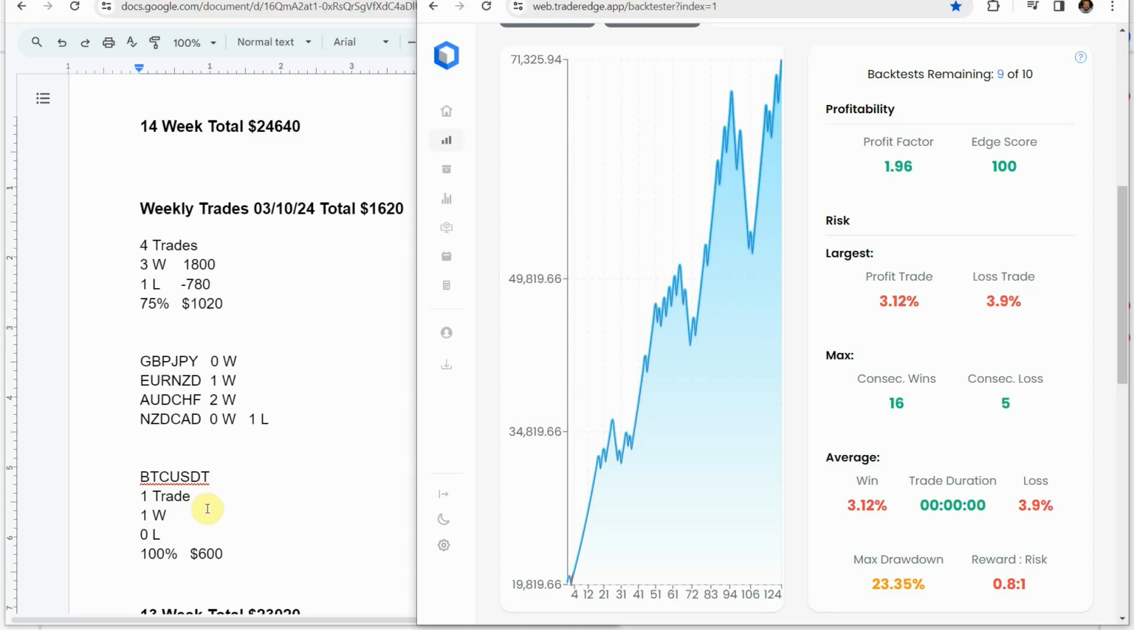On the crypto coin, we had 1 trade, 1 winning trade. A 100% win rate would have been a gain of $600. All in total, we would have had a gain of $1,620. Add that to our 14-week total, and we would have been at $24,640 in growth. You can see the growth right here, and you can see more information about the Academy of Forex strategy and how it grows an account.